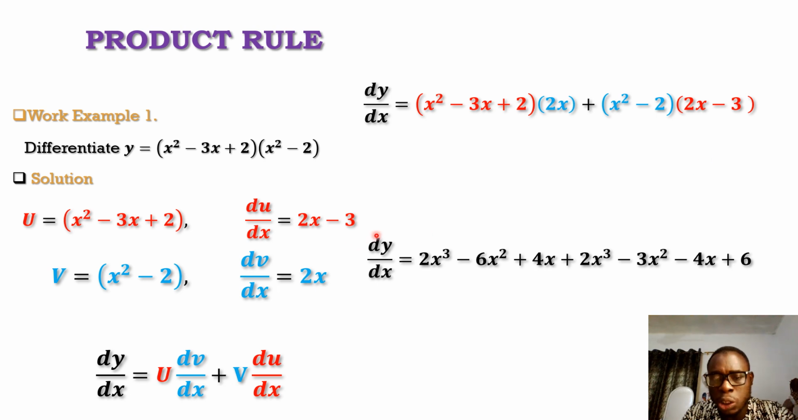So the expansion will be dy dx equal to 2x times x squared, which gives us 2x cubed. 2x times minus 3x gives us minus 6x squared. 2x times 2 gives us positive 4x.